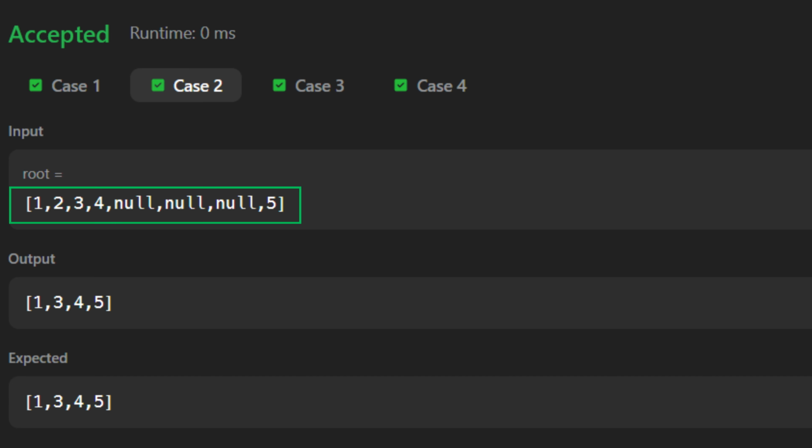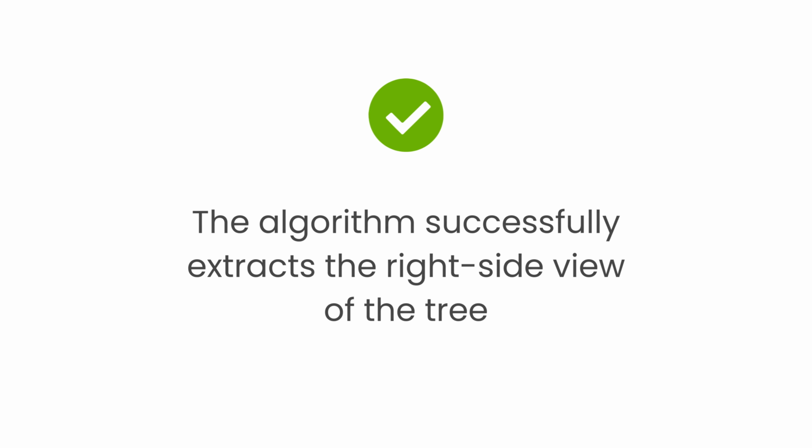Level 4, the node 5 sits alone on the deepest left extension, and from the right view, you still see it because no other node blocks it. So the rightmost nodes at each level form 1, 3, 4, 5. And that's exactly what our program outputs. 1, 3, 4, 5. This confirms that our code is working correctly and passes the test case. So, our implementation is correct. The algorithm successfully extracts the right side view of the tree.